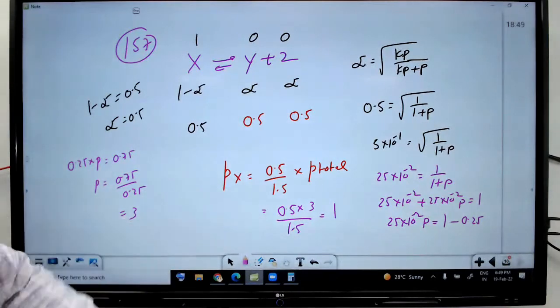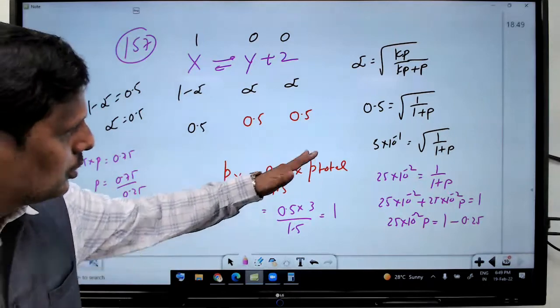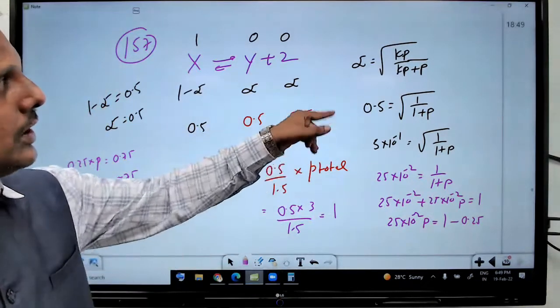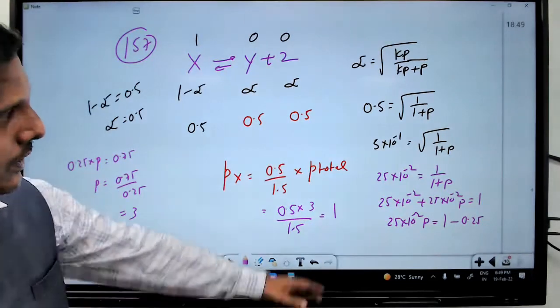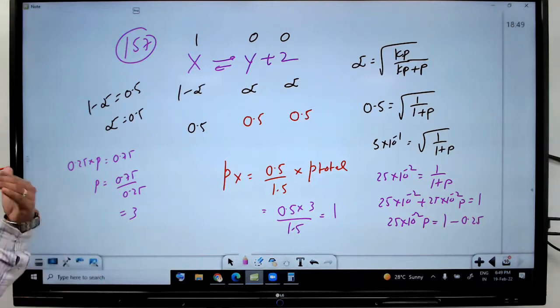Partial pressure of X is nothing but mole fraction, number of moles by total moles, into P total. But how to find P total? This is the formula: alpha is equal to under root Kp by Kp plus P. Simplify it, then I will get 3. Note it down once.